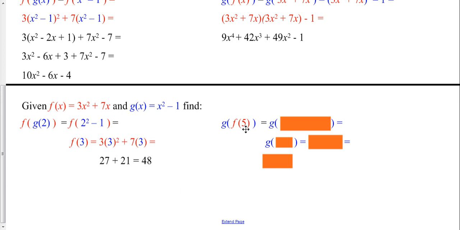Similarly over here, G of F of 5. You start from the inside out, take 5, plug it into F, and simplify that red stuff down. We get 110. Take 110 and plug it into G, which is input squared minus 1, and we get 12,099.